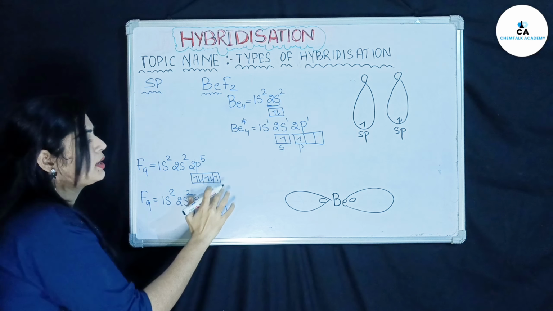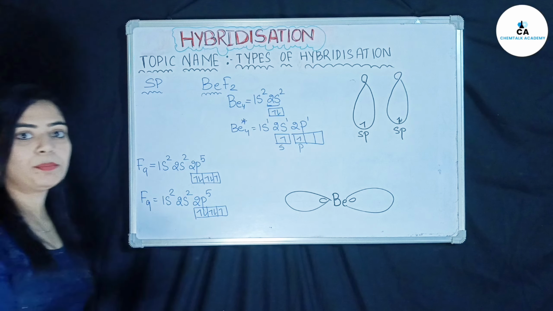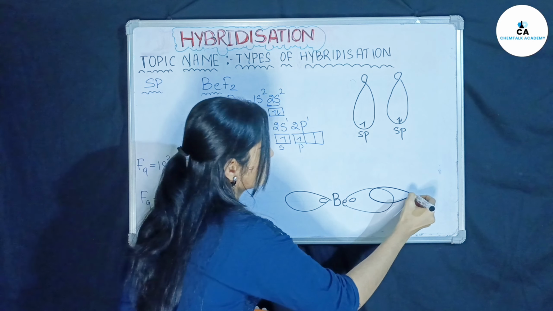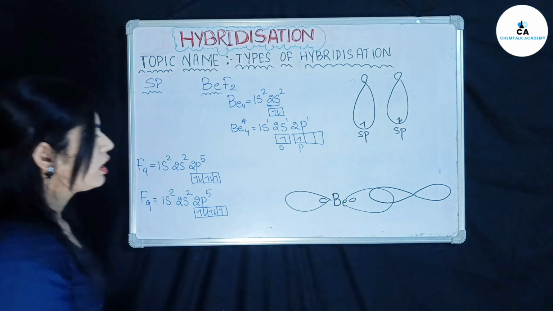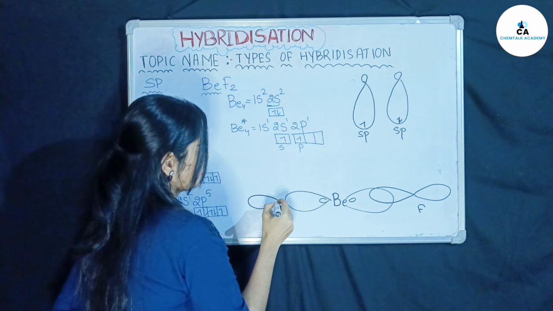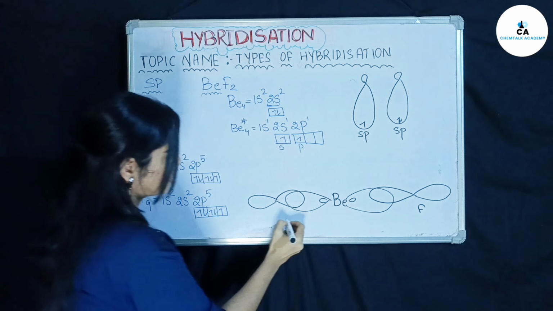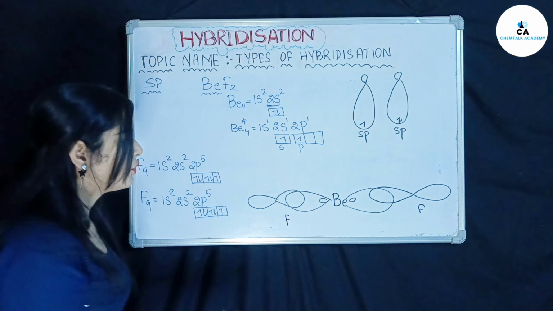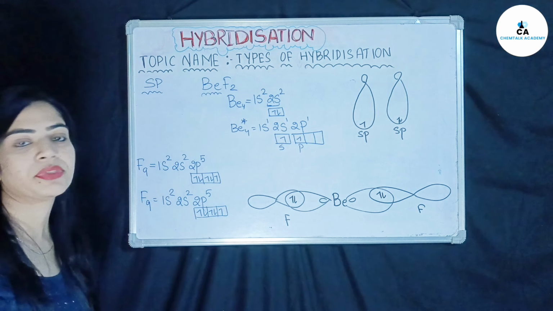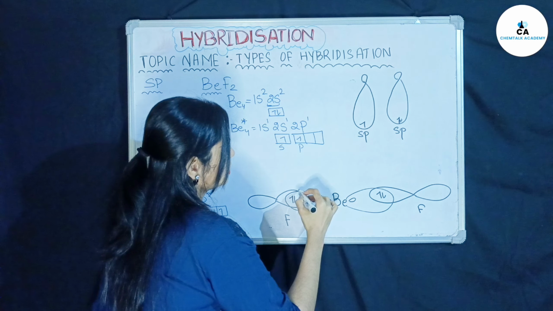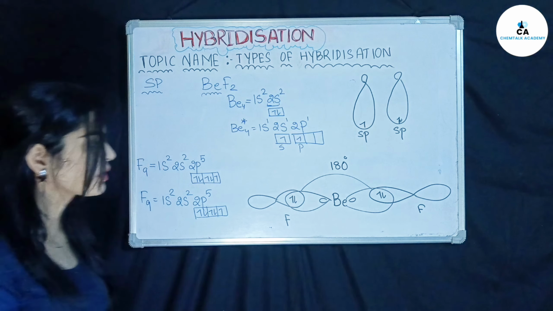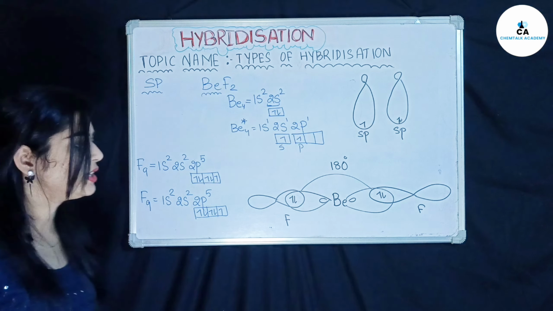Now which orbital is overlapping with the hybrid orbital of beryllium? The p orbital. Now what is the shape of the p orbital? Dumbbell. So here also, the p orbital of fluorine will overlap. If you want to show the electrons, we can write like this. Now its structure is what? Linear with bond angle 180 degree. Clear? So its geometry is linear.